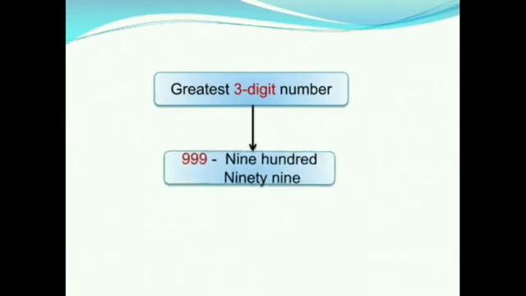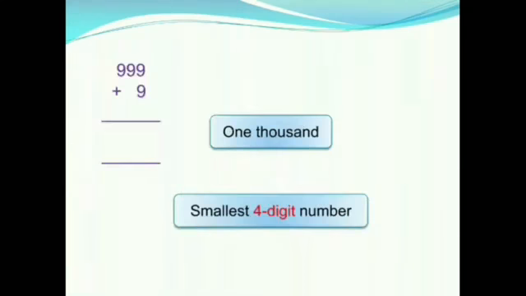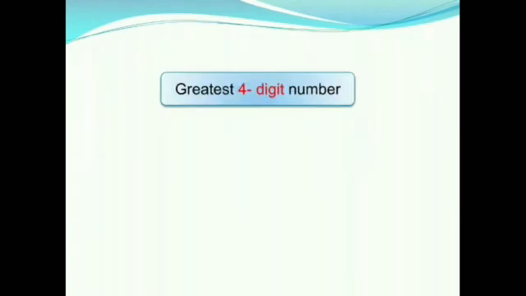Yes, it is 999. When we add 1 to the greatest 3-digit number, we get the smallest 4-digit number. 999 plus 1 equals 1000. 1000 is the smallest 4-digit number. Now we got the smallest 4-digit number. Now we will go to greatest 4-digit number. Which is the greatest 4-digit number?